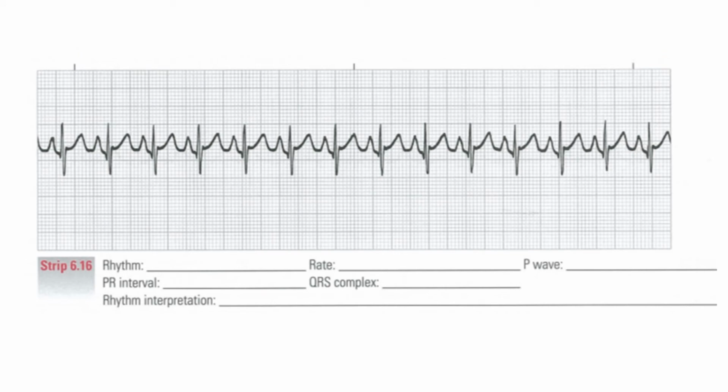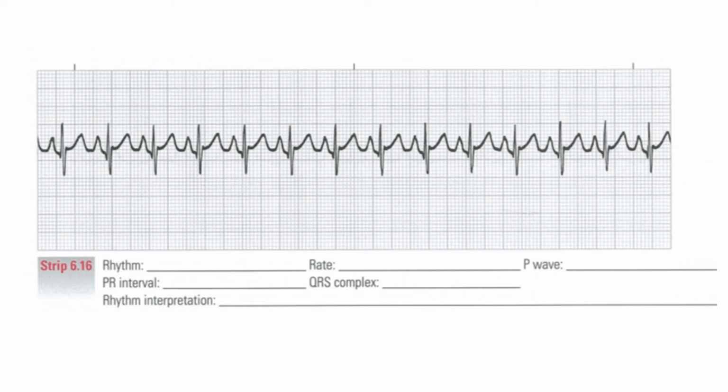So let's start with 616. In this rhythm, it is considered regular, so your R to R is regular. For the heart rate, it would be 125. If you count how many baby blocks between the R to R, it looks like there's about 12. So this one's a pretty good one to see. You have 5, and you have 10, and you have about 2. So about 12 baby boxes.